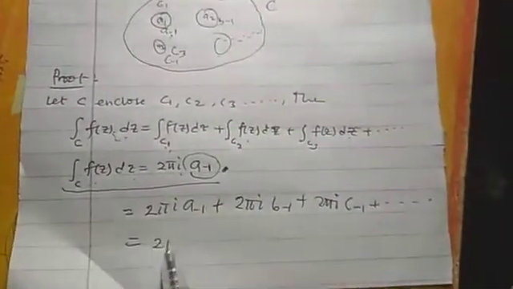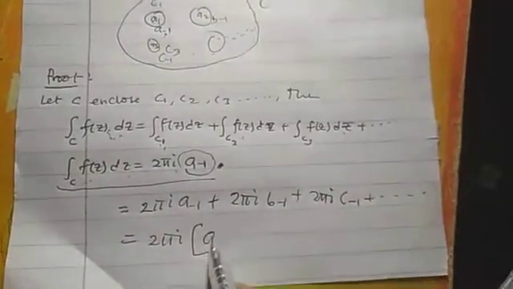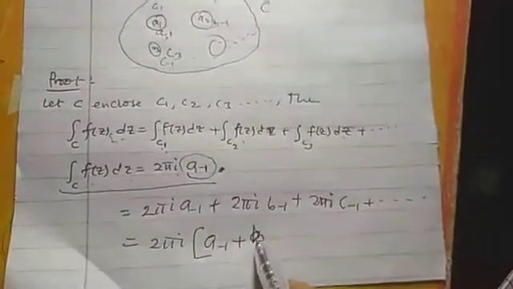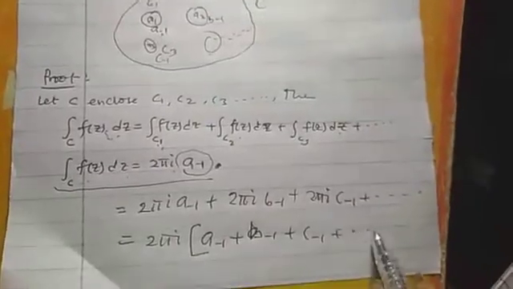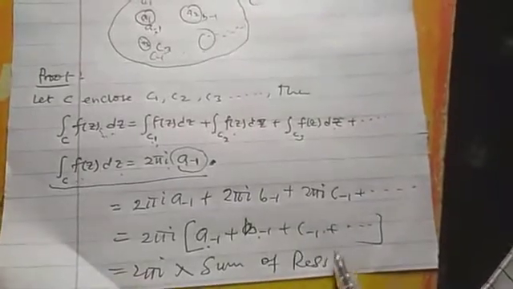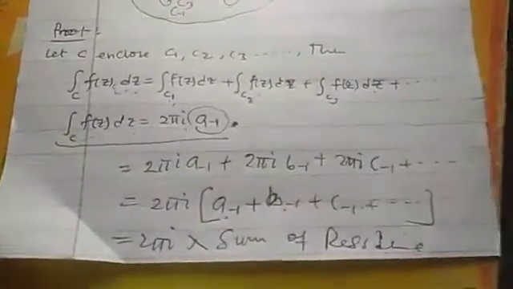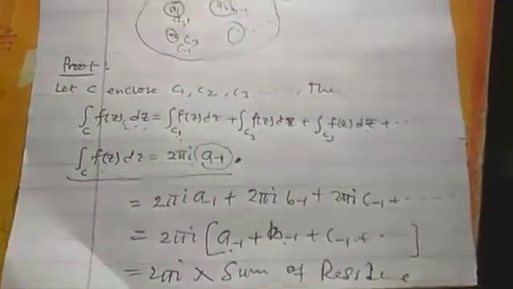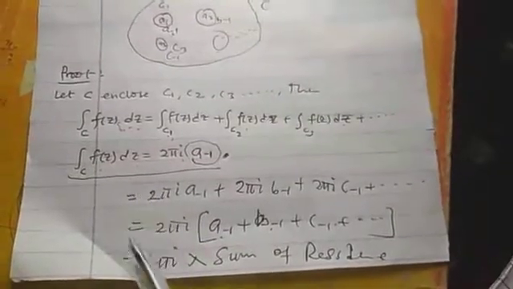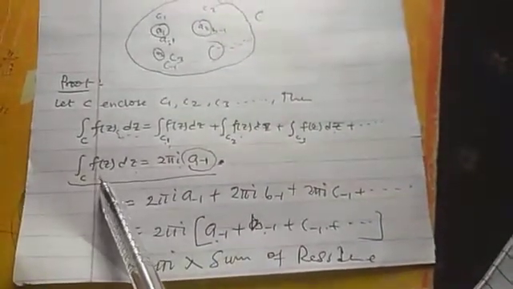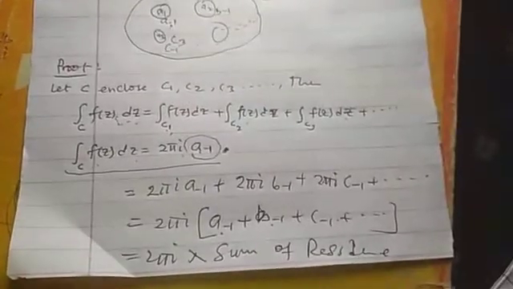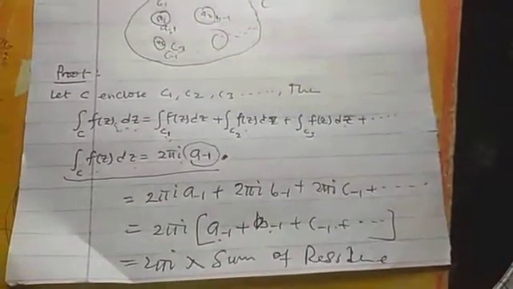You will now observe that 2 pi i is common. So if you factorize, we have this, and so on. This summation, as you can see, is the same thing as 2 pi i times the sum of the residues of f of z. But thank God we have been taught how to find the residue of a function. This theorem will enable us to integrate some functions using residues, which will be much easier than the Cauchy integral formula.